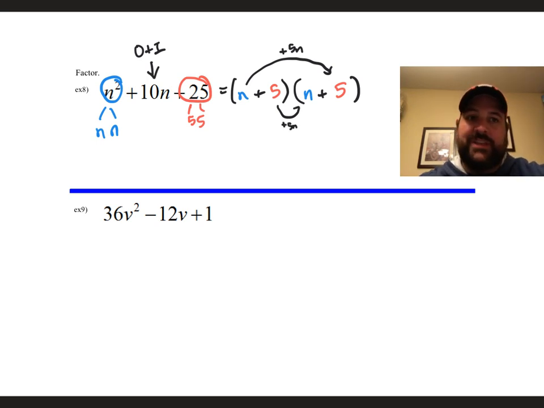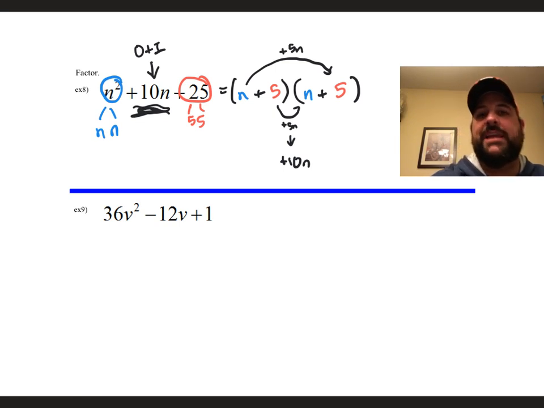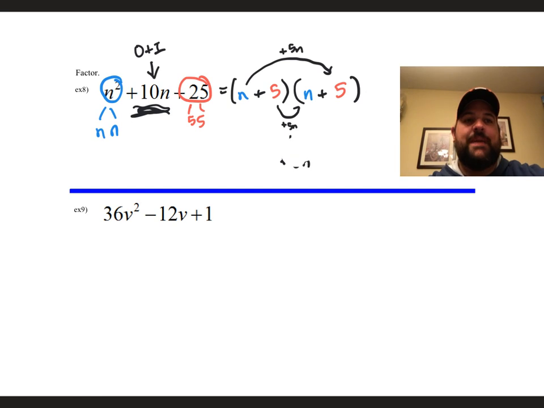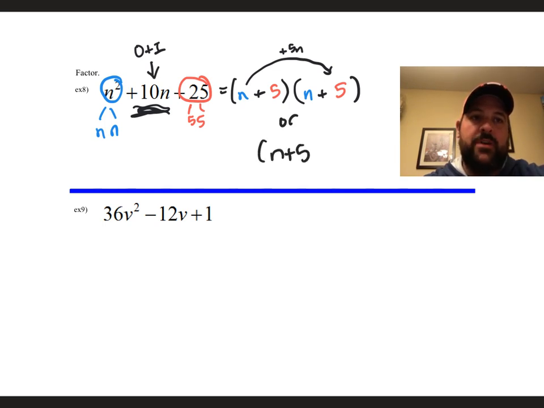And when I take those and add them together, that gives me positive 10n, which is where this term comes from here. So what we have here is another case where we can use perfect squares to factor, except I'm going to get the same binomial twice. And I can either write that as n plus 5 times n plus 5, or the other way we might write it is using an exponent. We would write n plus 5, the quantity squared, meaning I have that binomial twice.